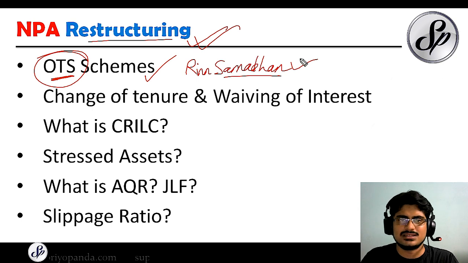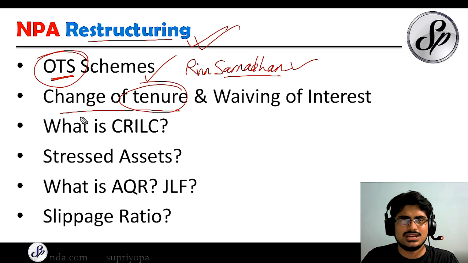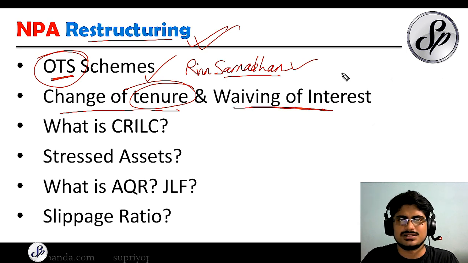So that is the OTS scheme, and basically what is done is a change of tenure, a change of the repayment period, so that people do not have to repay the loan immediately but can have some more time to repay, or the interest is waived as well. Sometimes principal is waived, but that is very rare.